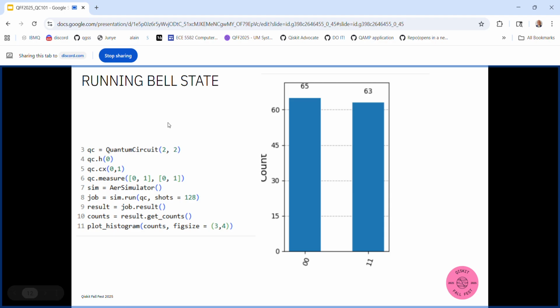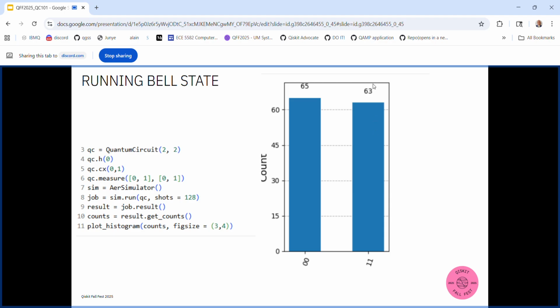Here's how you would run a Bell state in Qiskit. So similar to before, I designate a quantum circuit with 2 quantum bits and 2 classical bits. I apply that Hadamard gate on qubit 0. I apply a controlled NOT from 0 to 1. And I measure from qubit 0 and 1 to classical bit 0 and 1. I set up my simulator. I run it 128 times here. And then I plot the histogram.